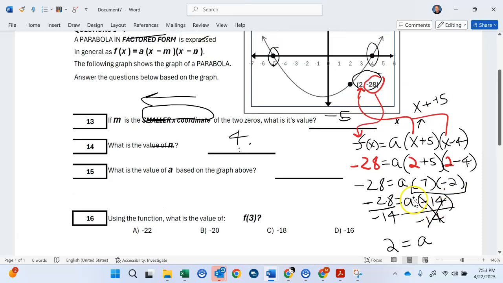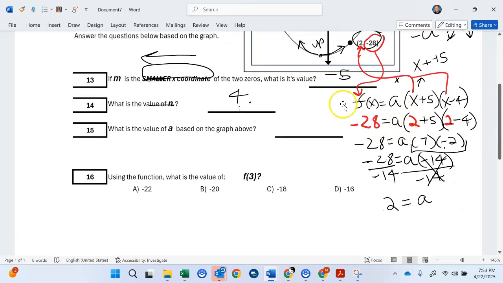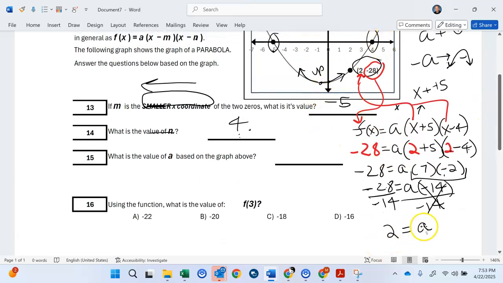Now, if you want to remember, this graph starts at the vertex and opens up, right? So a should be positive if it opens up, and a is negative if it opens down, right? Okay, so always remember that. That's the value of a. Like this one opens up, it should be positive, and it is. Okay, so that would mean that 2 is right here.